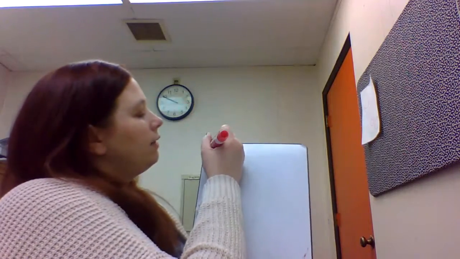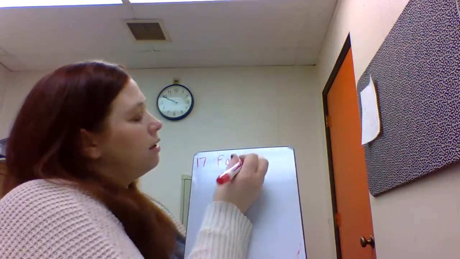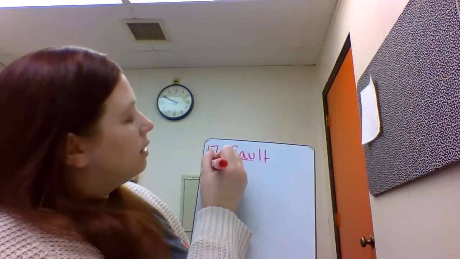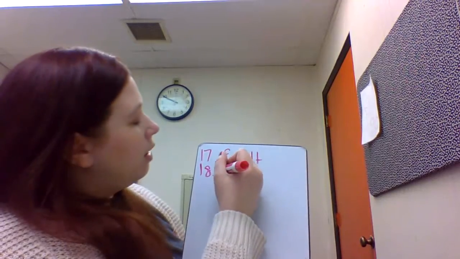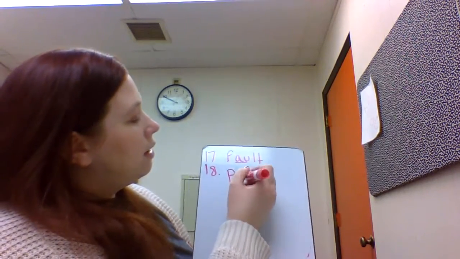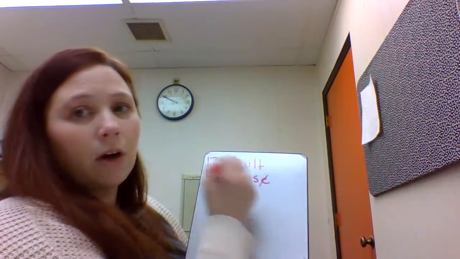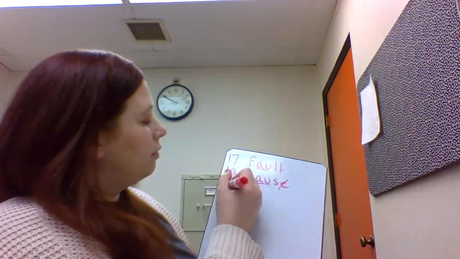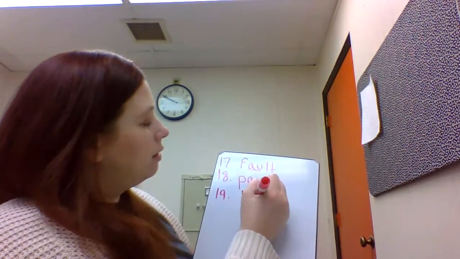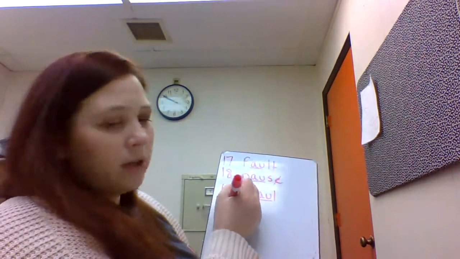Number 17 is fault. We're going to underline our digraph, and that's all we're doing there. Number 18, pause. In pause, are you hearing that E at the end? You're not. We're going to mark it off. And then we have our digraph AU underlined. Number 19, haul. Underline our digraph, and that's all we have to do.